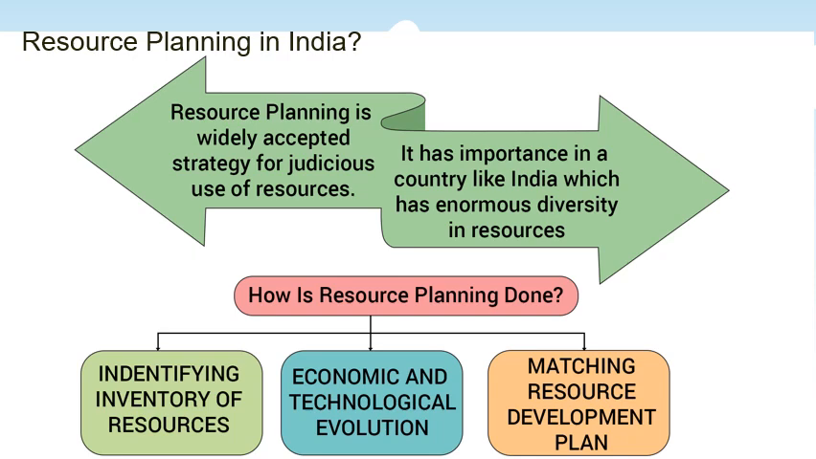This has been a major concern for leaders even in the past, and even Gandhiji has said that there is enough for everybody's need but not for anybody's greed. He placed the greedy and selfish individuals and the exploitative nature of modern technology as the root cause of resource depletion at the global level. So this is the resource planning in India.